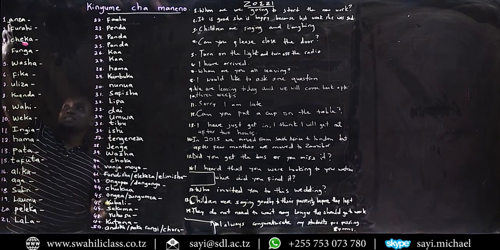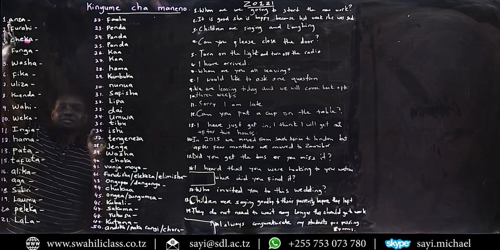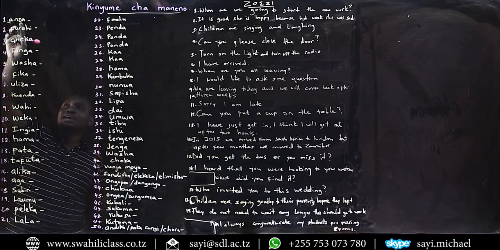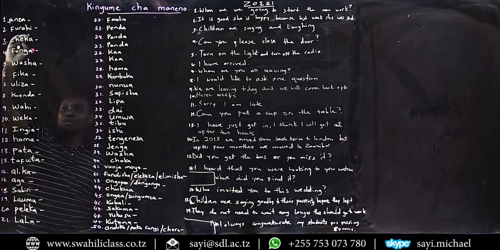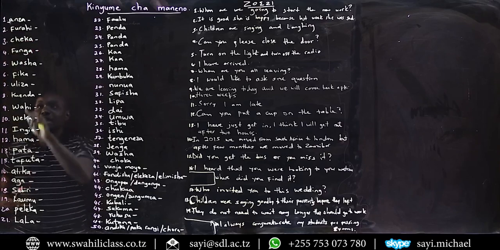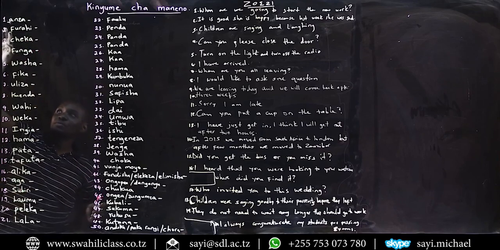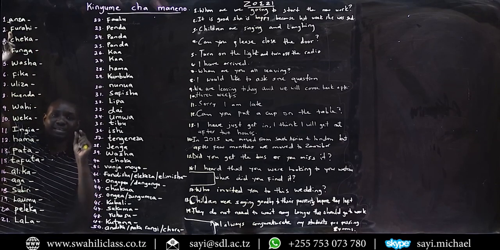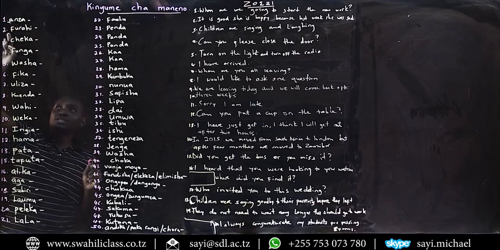I know, you know, there is a dash before anza, and that dash means to, which means kuanza. So this anza is start, and kuanza is to start. So in every, before all of these verbs, there is a dash. So I hide the infinitive to, which in Swahili is ku. So kuanza is to start.